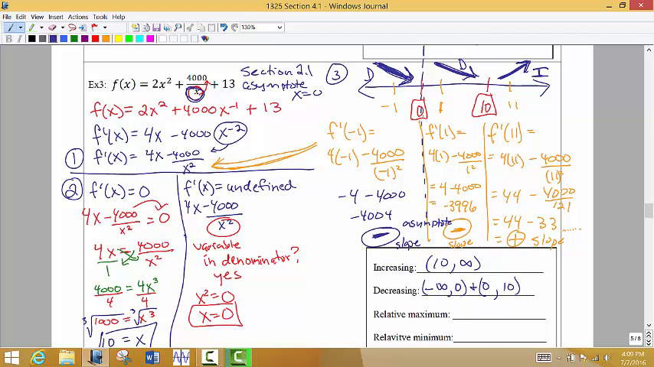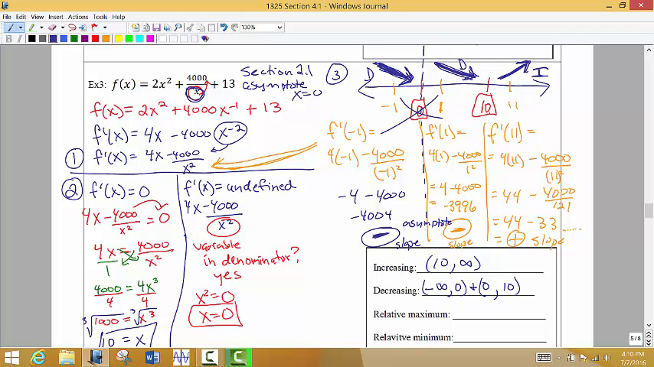X equals 0 is not a relative max or a relative min because it's not a point on the graph at all. We're decreasing here, then we decrease again, so it's not even eligible because we don't switch from increasing to decreasing or decreasing to increasing. We just go down, and then we keep going down. So this is not a relative max or a relative min.